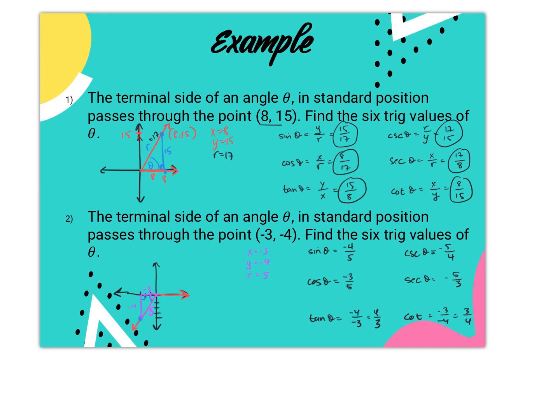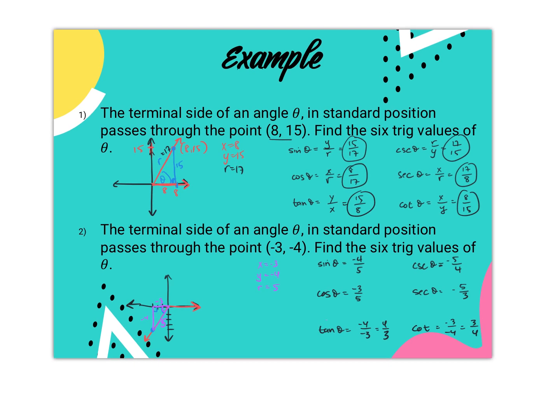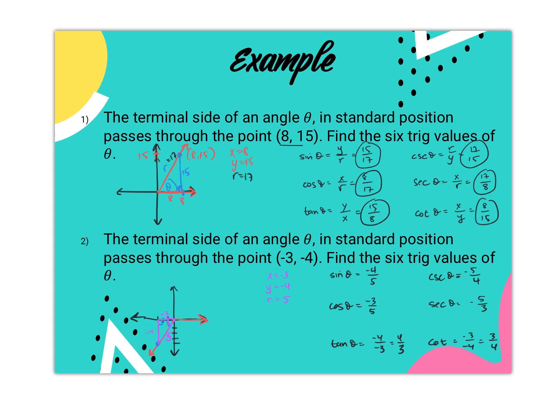Now, you notice some of your trig values are positive, some of your trig values are negative. And so one thing that we probably should discuss is in what quadrants the functions are positive and in what quadrants they are negative. So I'll go over that in the next slide.